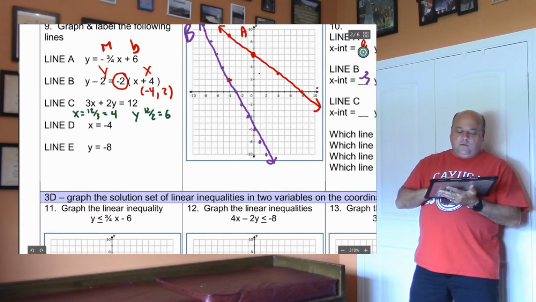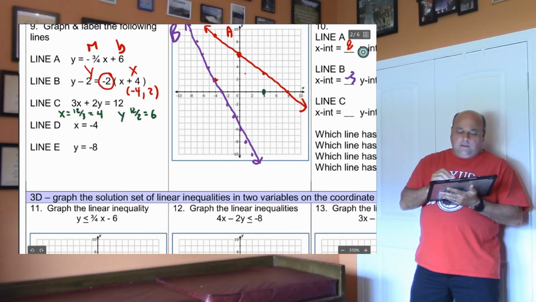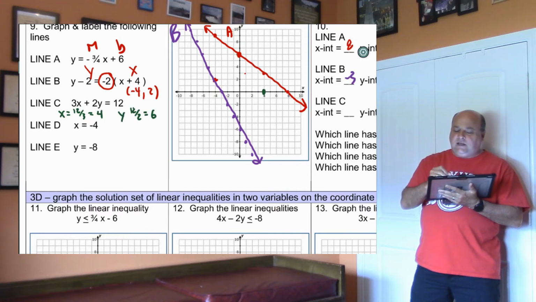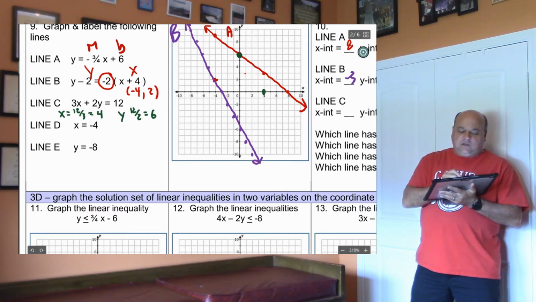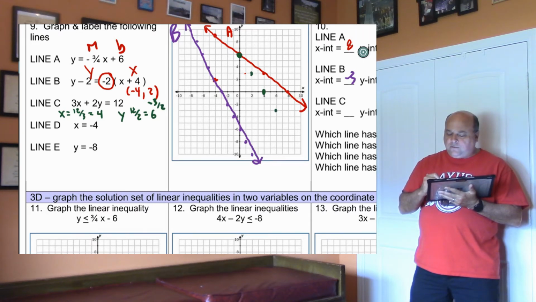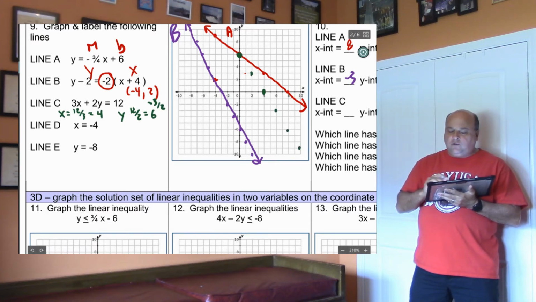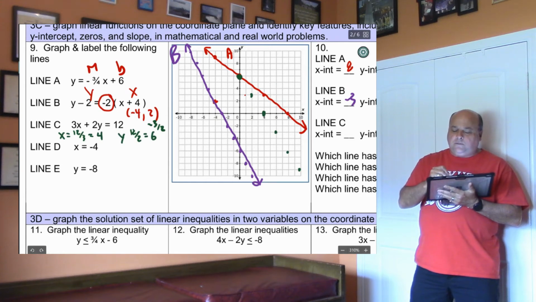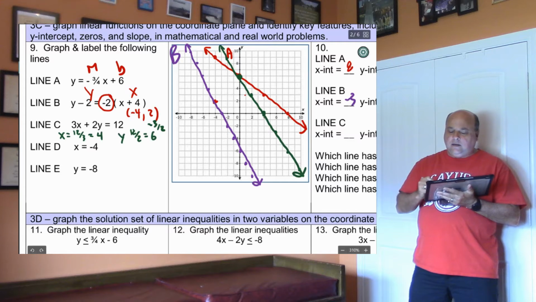So put a dot on the x-axis at 4 and put a dot on the y-axis at 6. Now the slope is negative 3/2. So from this dot, down 3/2, down 3/2, repeat the process, up 3, left 2, and this is my line C.